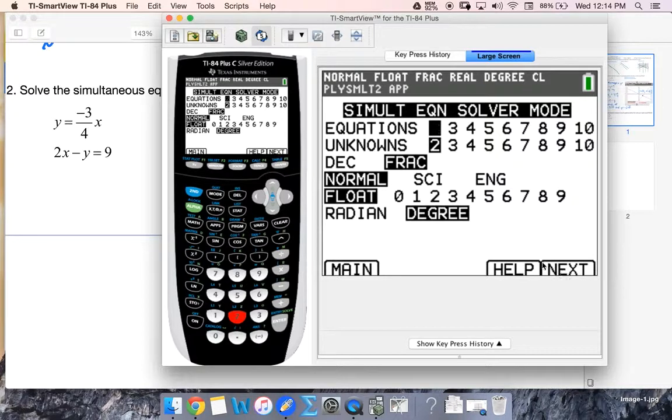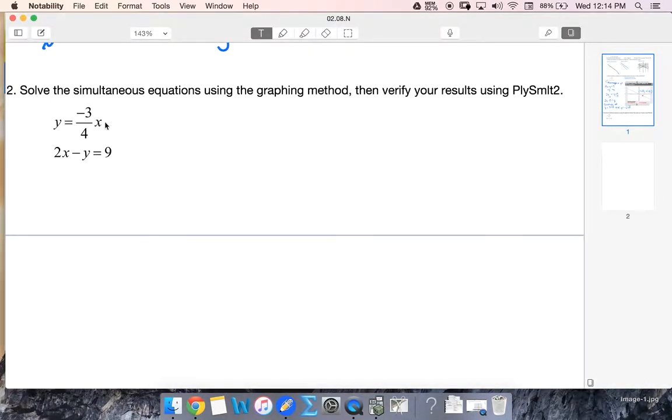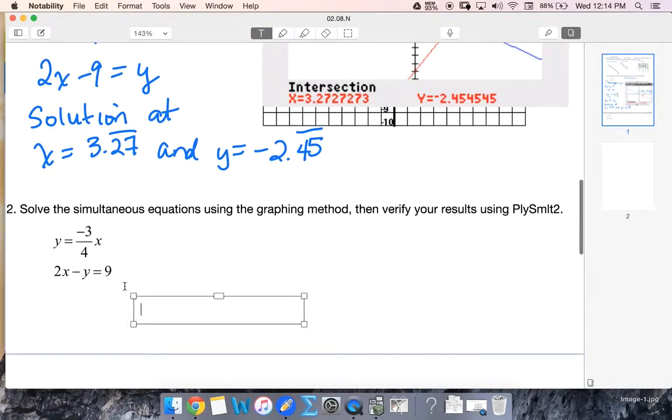So next, of course, it's not a touch screen, so I've got to come over here and click graph for next. All right, so now my system matrix. This is saying that I have to have my equations with the x's first, and then the y's, and then the constants. So let's rearrange this, so that x's and y's are on the same side with x's first.